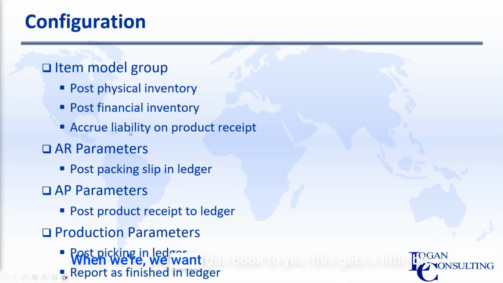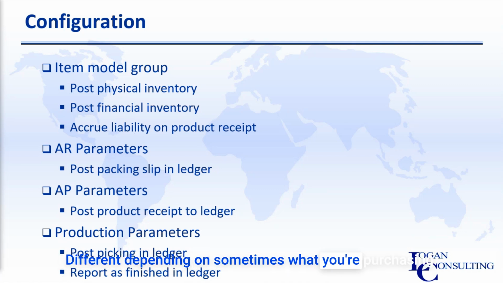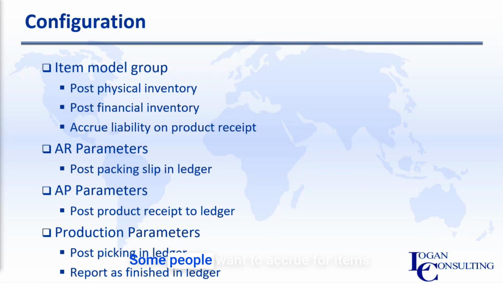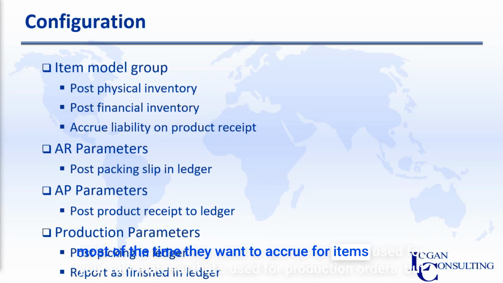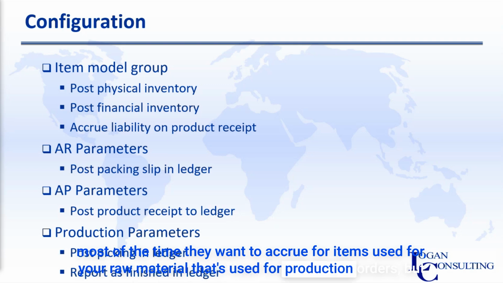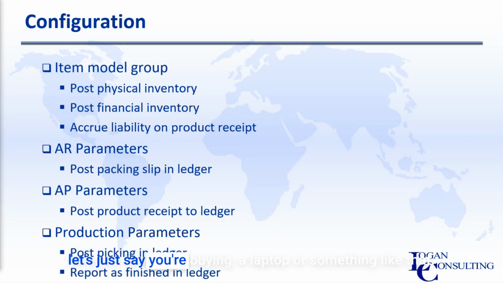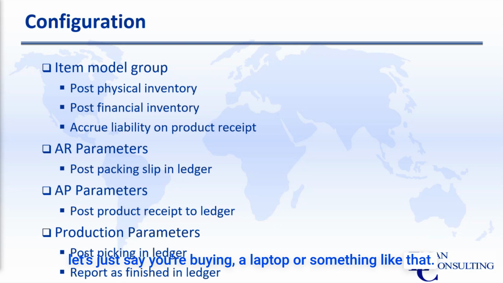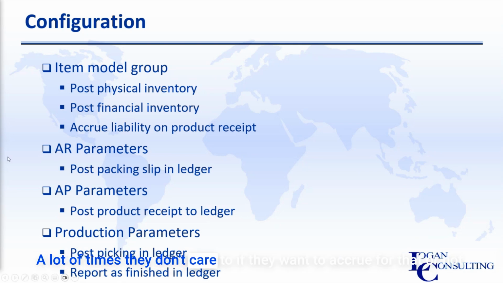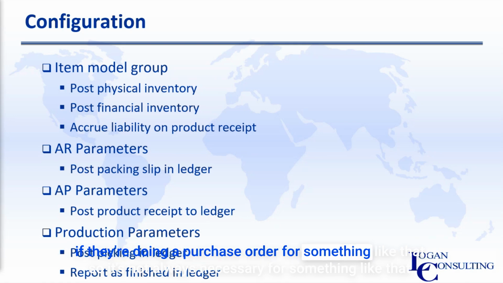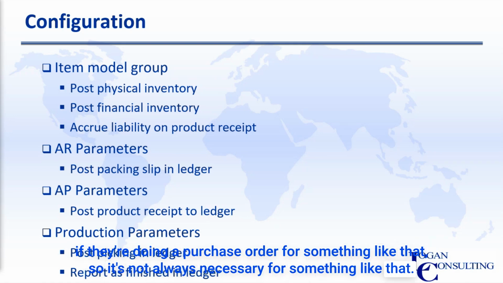When we want this flipped to yes, this gets a little bit different depending on sometimes what you're purchasing. Some people want to accrue for items. Most of the time they want to accrue for items used for your raw material that's used for production orders. But let's just say you're buying a laptop or something like that. A lot of times they don't care to know if they want to accrue for that or not, if they're doing a purchase order for something like that. So it's not always necessary for something like that.